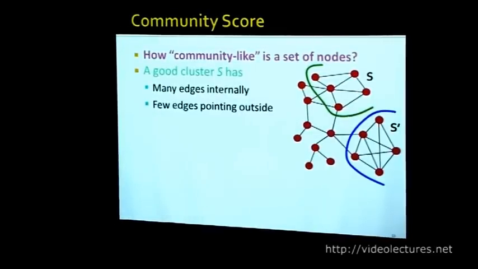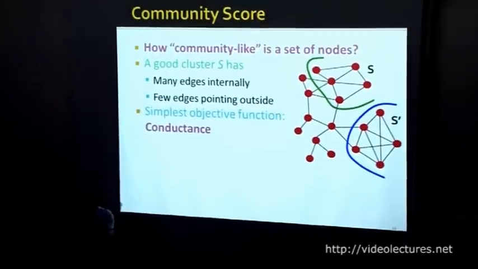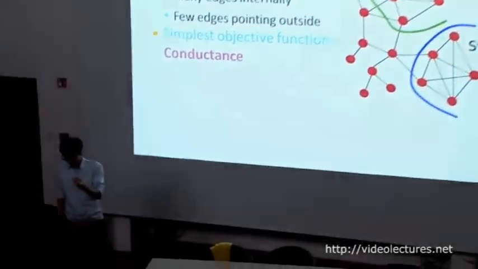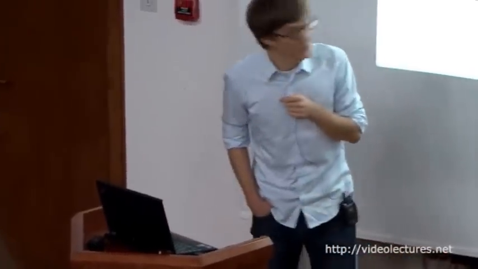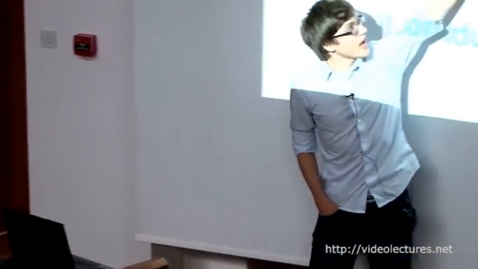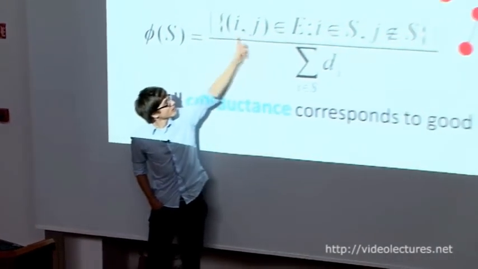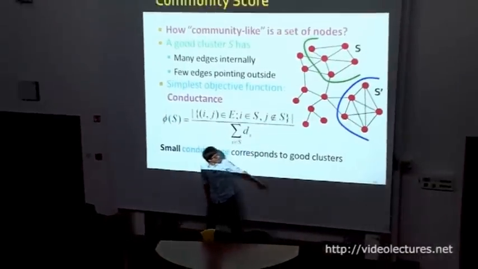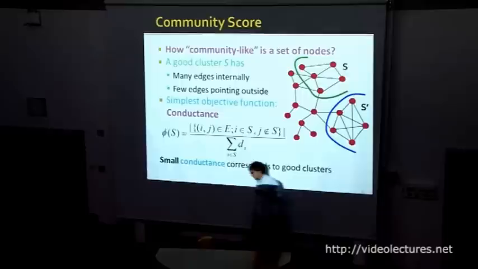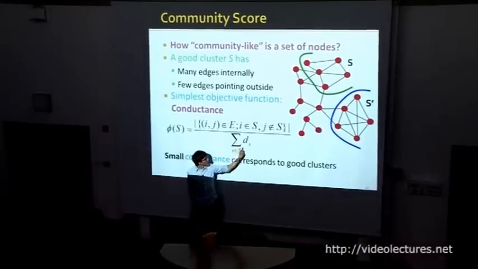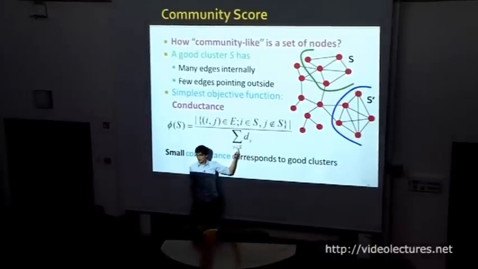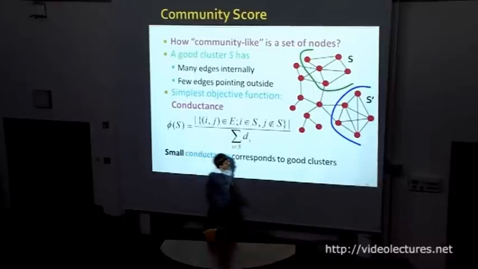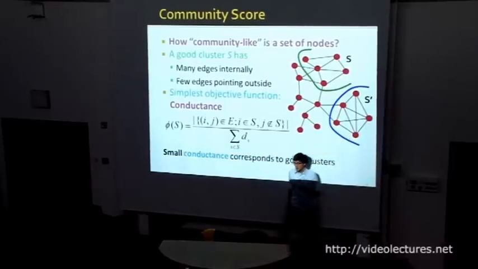One way to formalize this intuition into an objective function or metric is a notion that comes from theoretical computer science. It's called conductance. All the conductance does is the following. It says how many edges point outside the set. These are all the edges where one endpoint is in the set and the other endpoint is outside the set. In this case, I have two edges pointing outside. And below, I just take the sum of the degrees of all the nodes inside S. The way you can think about this term is: how many edges do I have inside my set S?